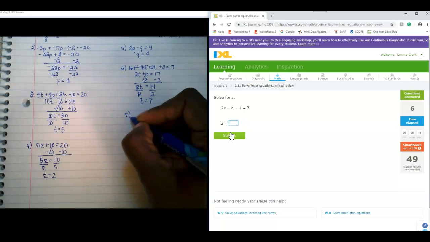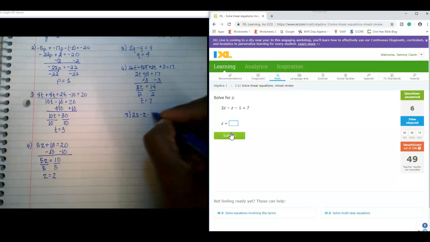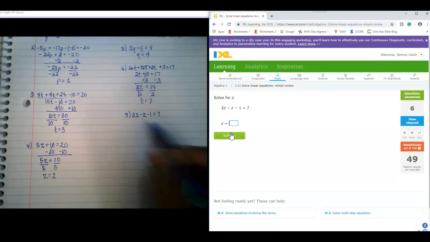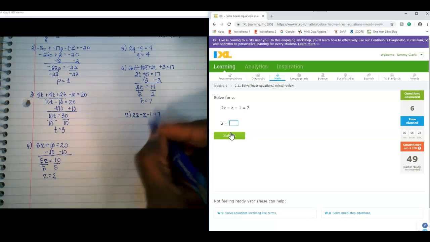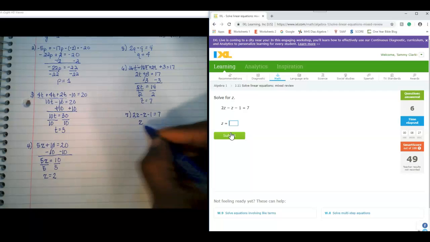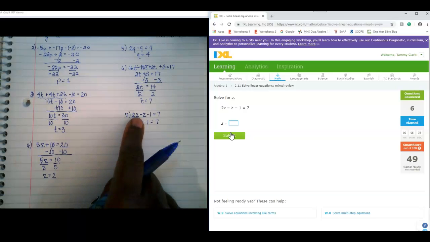Let's look at number 7 here. We have 2z minus 1 equals 7. Well, here we can combine like terms. If I have 2 z's and I take one away, that's 1 z left. Minus 1 equals 7. Well, by inspection, I'm thinking to myself, what number minus 1 gives me 7? Well, that has to be 8.